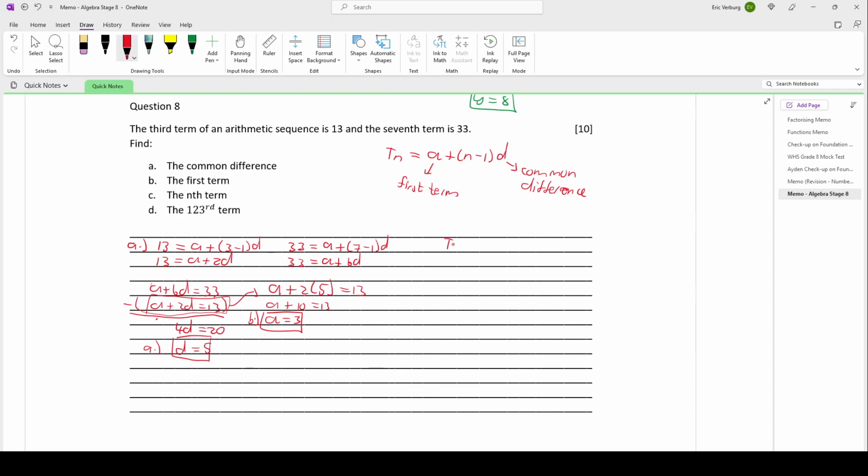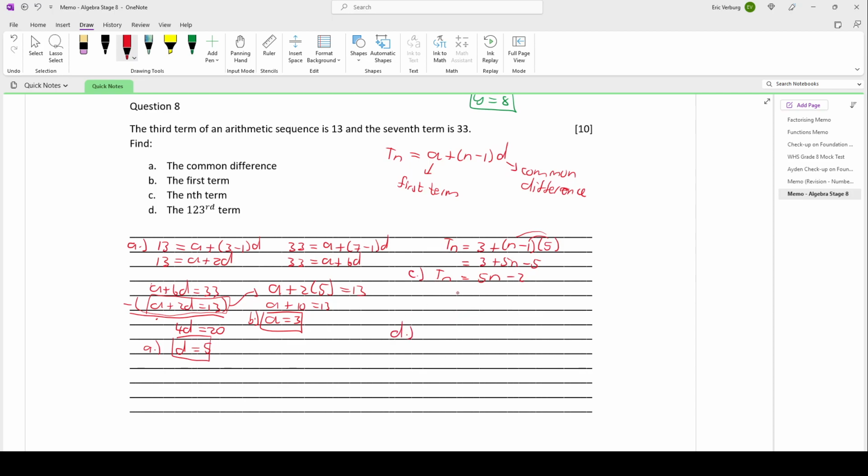So now let's put them all back into our formula. So A, we found, is 3. So A plus n minus 1 for the nth term times the common difference, D, which is 5. And let's just simplify. So that gives us 3 plus 5n minus 5, because we just multiplied the 5 with the n and then the 5 with the negative 1. And again, we can simplify, so 5n, and then 3 minus 5 is negative 2. So our nth term is 5n minus 2. And that was question C.